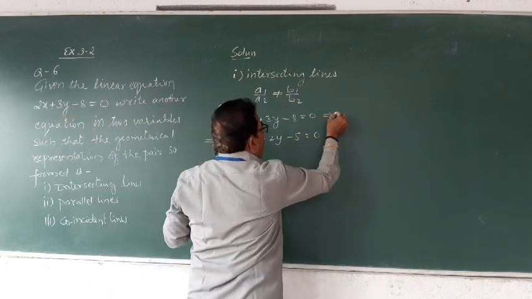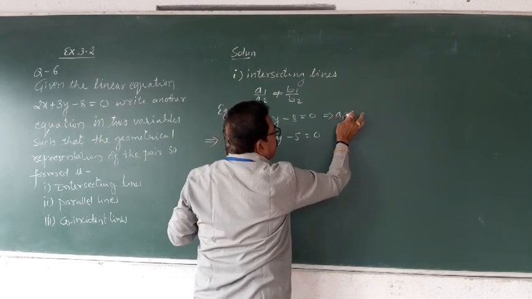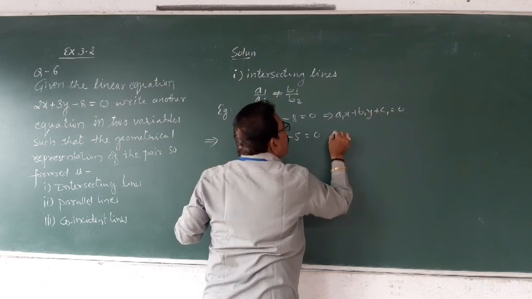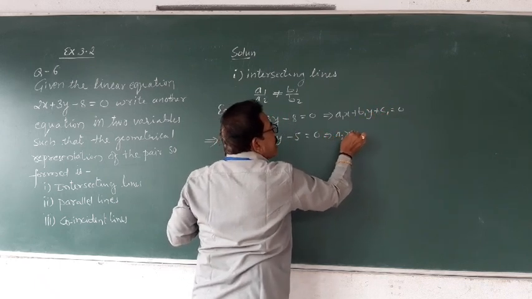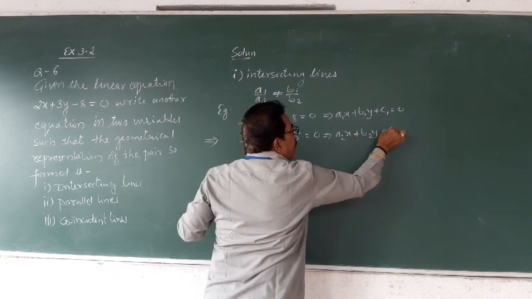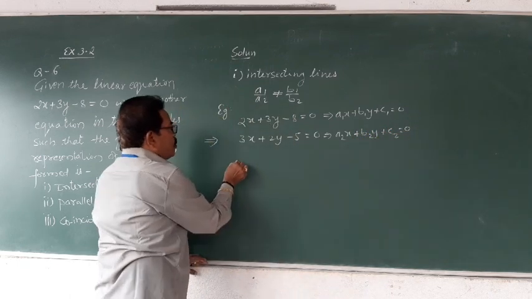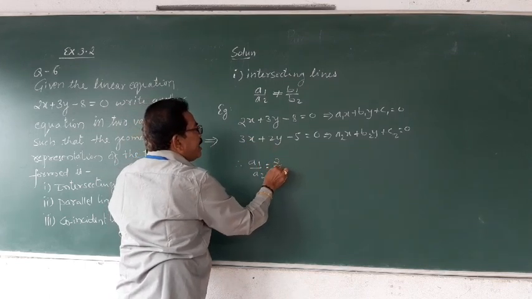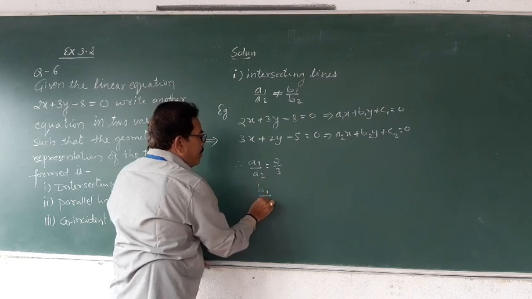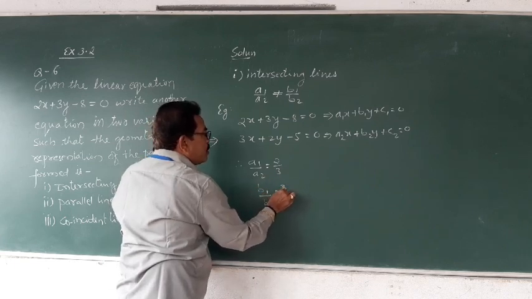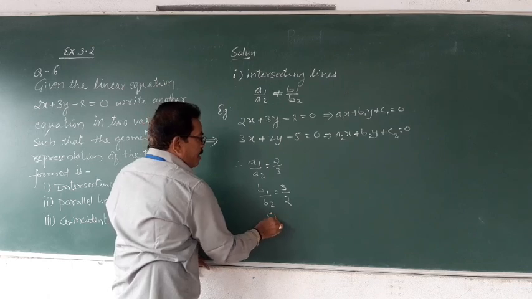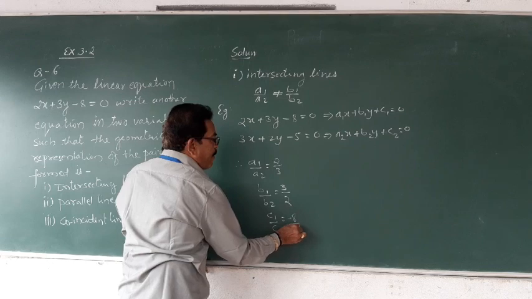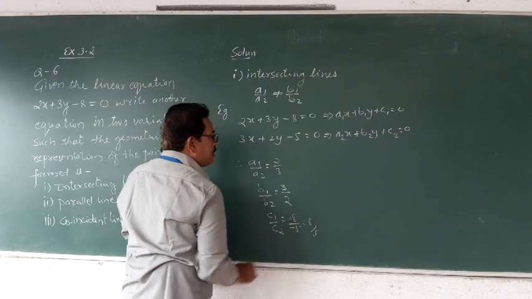This implies a1x plus b1y plus c1 equals 0. This implies a2x plus b2y plus c2 equals 0. Therefore, a1 by a2 equals 2 by 3. b1 by b2 equals 3 by 2. c1 by c2 equals minus 8 by minus 5, that is 8 by 5.